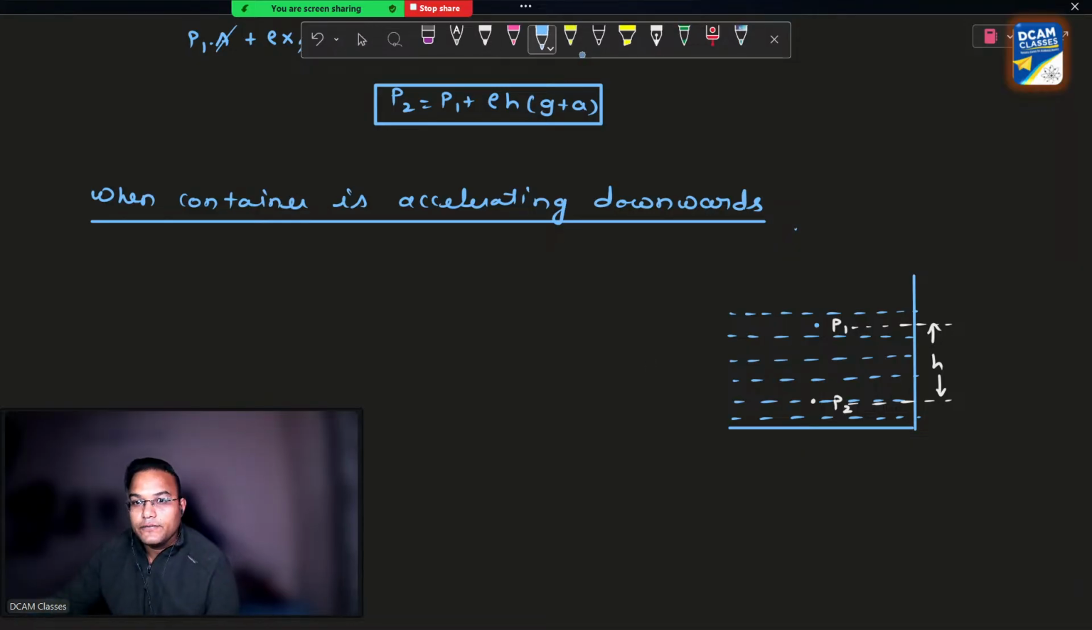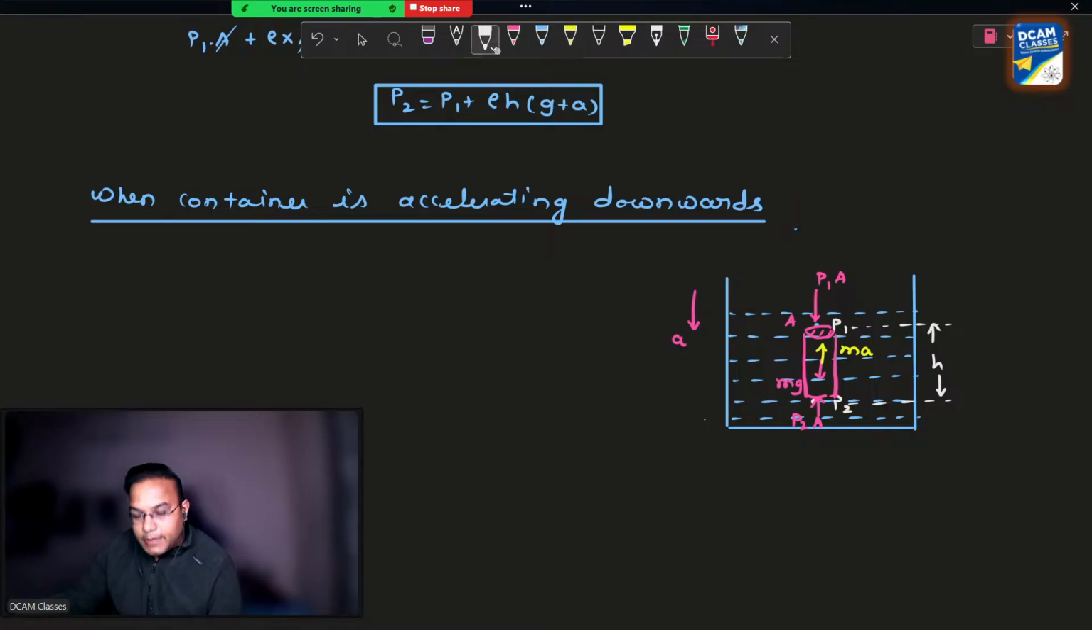When a container is accelerating downwards, what happens? Let me make the diagram first. Everything will be the same, just the pseudo force direction will be different, opposite, upwards. So when we make a container, the forces will be like this: P1 into A, mg is downwards, P2 into A from the bottom, and there will be a pseudo force, ma, which will be acting upwards.